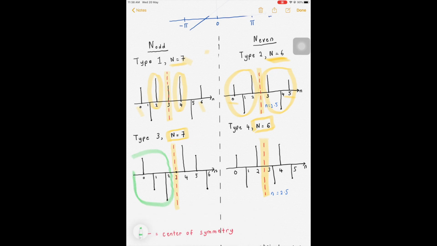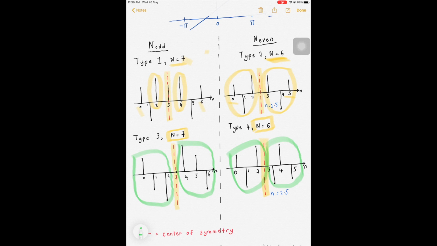But type 3 and type 4 are actually antisymmetric. Why antisymmetric? If you look here, the positive part is the reverse of the negative part. The value of the negative part at type 4 is also the reverse magnitude of the positive side of type 4.